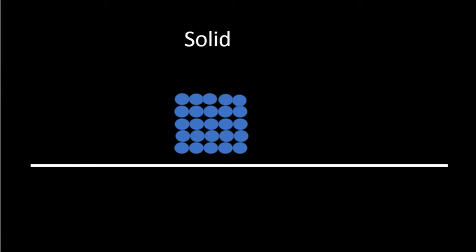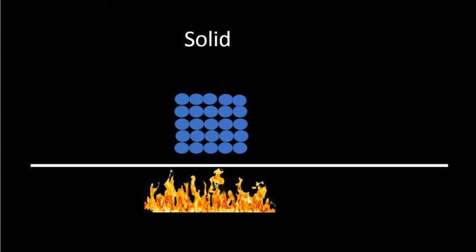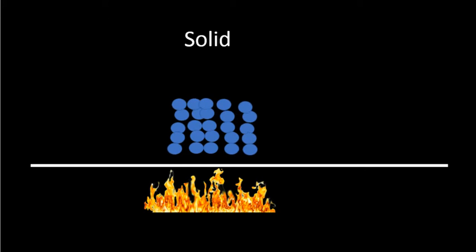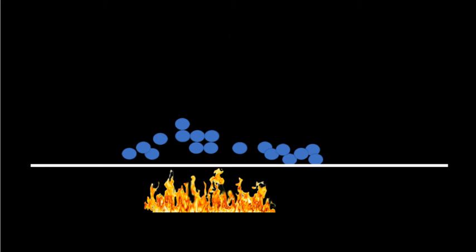So if this is a piece of metal as a solid, and then we heat up that metal and we melt it down, then it becomes a liquid, but those atoms are still the same atoms. It's not combined with other atoms. The material that it started as is still the same material that we end with.